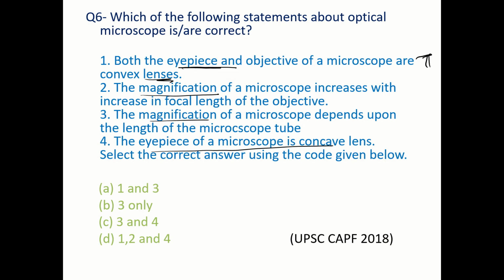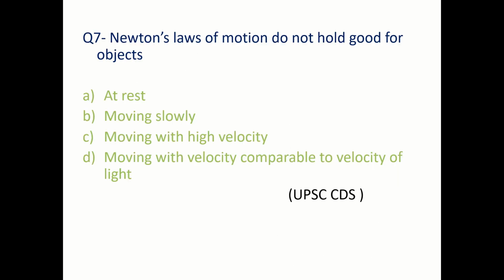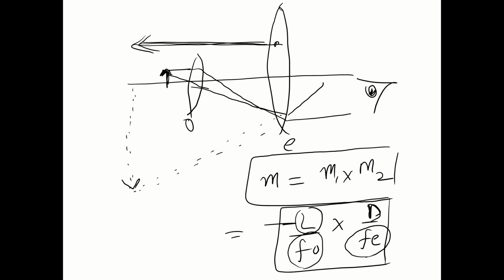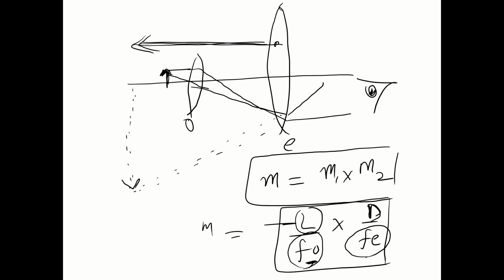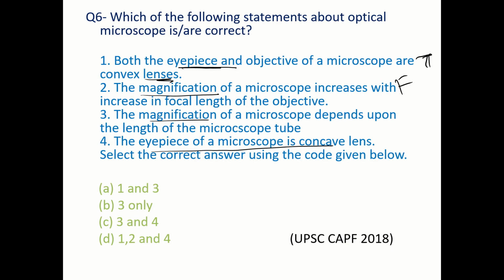Now you can see, magnification of a microscope increases with the increase in focal length. Magnification should decrease if we increase the focal length of any of the lenses. So this is false. Okay, the magnification of a microscope depends upon the length of the microscope tube. Yes, obviously length is there. So this is absolutely true. The eyepiece of a microscope is a concave lens. This is false. Both are convex lenses. So statements 1 and 3 are correct. So the right answer will be 1 and 3. Option A.